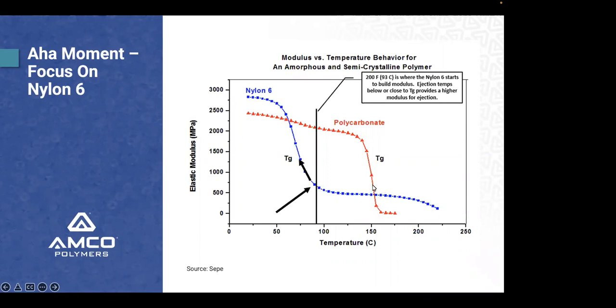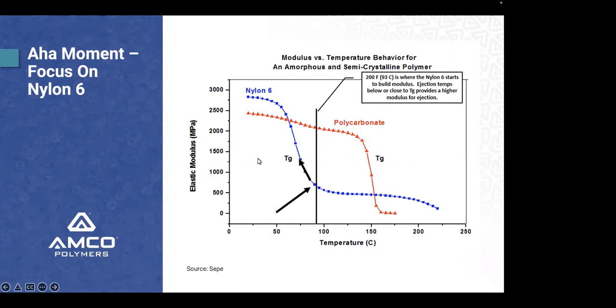As a processor, as a designer, you read this left to right. Here's room temperature. What happens as they get hotter? As a processor, we need to read it right to left. So we're out here processing way out here on the right side. At what temperature can I eject? I started noticing that 212 degrees F is 100 degrees C. It's right here at about 200 degrees F, 93 degrees C, I start building modulus, which is exactly what I noticed during my processing days. This curve right here tells me everything I need to know about when I can eject, because it tells me when I'm starting to build my modulus.